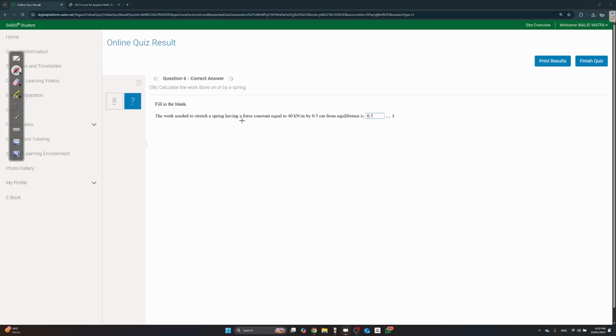The work needed to stretch a spring having a force constant equal to 40 kilonewton per meter by 0.5 centimeter is how many joules? Okay, obviously, work for a spring is half times k times x squared. So this constant here, 40, is in kilonewtons per meter, and you need to know that the constant should be in newton per meter. So we can't work with kilonewton per meter. What will we do? We're going to divide by 1,000 to get rid of this kilo, right?